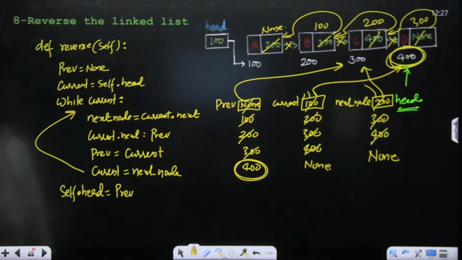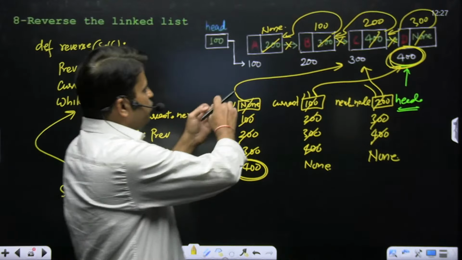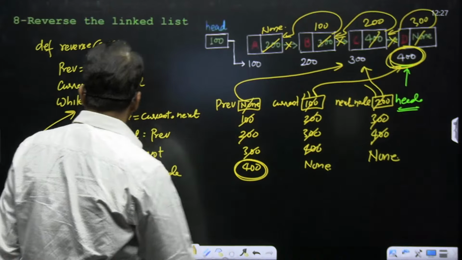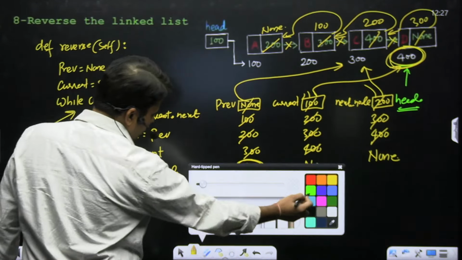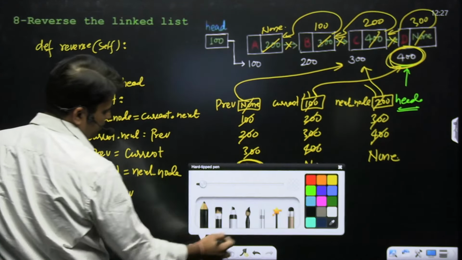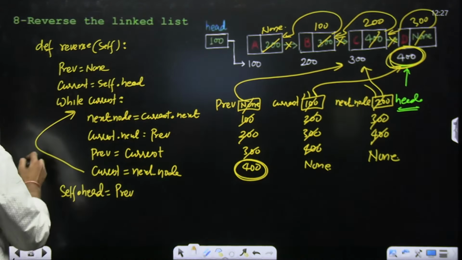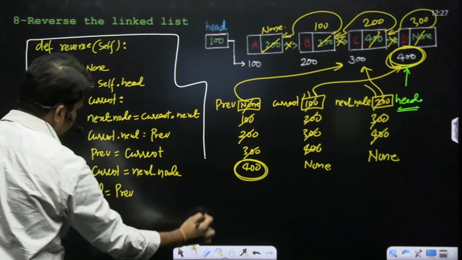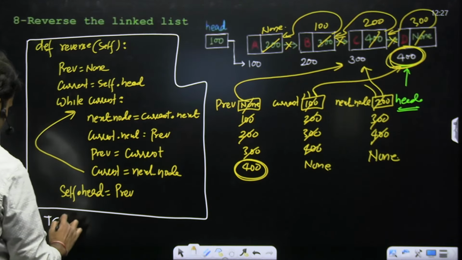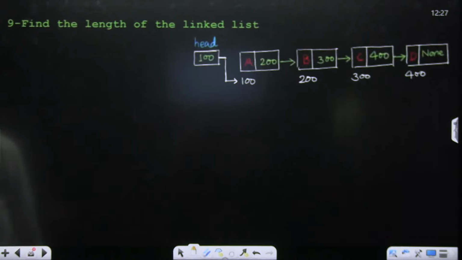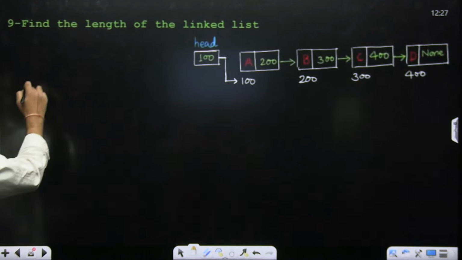Okay. So yes, in this way, you reverse this entire linked list. And what is the time complexity? Here you are using this loop. So the time complexity for this is what, student? Order of n, or we can say theta of n. So this is the answer. Now finding the length of the linked list is very simple, sir. You can try yourself.